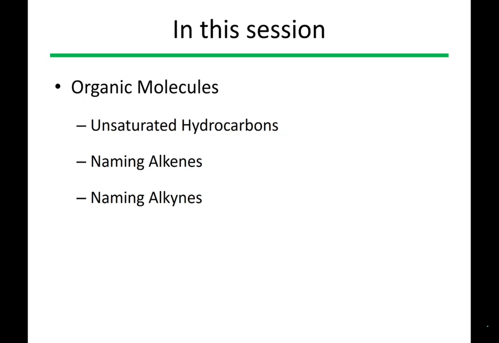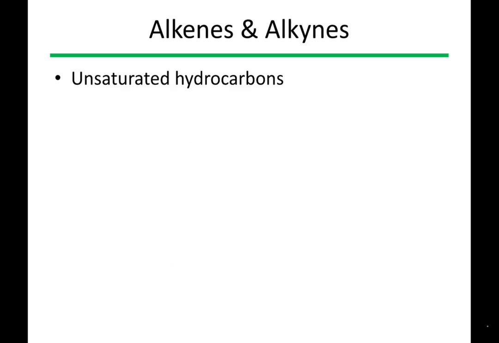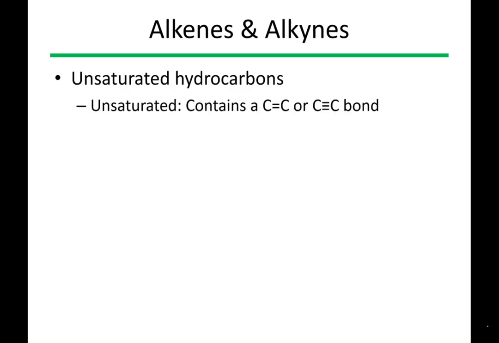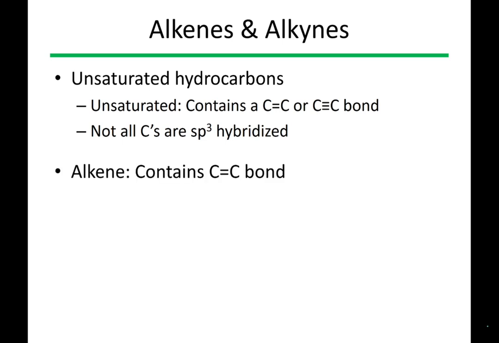In this video, we'll talk about some unsaturated hydrocarbons. Particularly, we'll look at naming alkenes and naming alkynes. So for the unsaturated hydrocarbons, these are going to be ones that contain double bonds or triple bonds between the carbons. So this will mean that not all of the carbons are going to be sp3 hybridized, and that also means that we're not going to have the maximum number of hydrogens in these hydrocarbons.